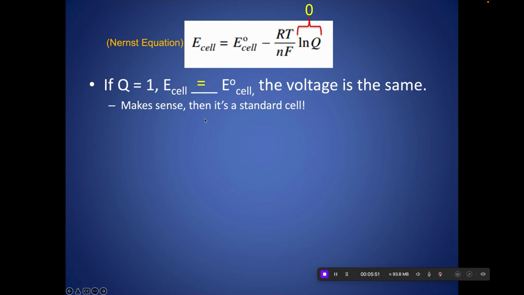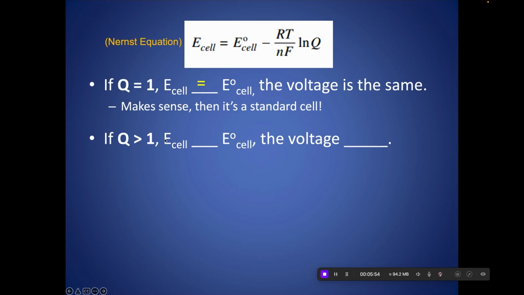will impact the voltage. If Q is bigger than 1, if Q is 5, 10, 20,000, anytime Q is bigger than 1, if you take a natural log of a number bigger than 1, you will get a positive number. Try it. Put it into your calculator. Take the natural log of any number bigger than 1, you get a positive number. And therefore, R, T, N, and F, those are all positive numbers. This stays as subtracting a term from the cell potential at standard state.